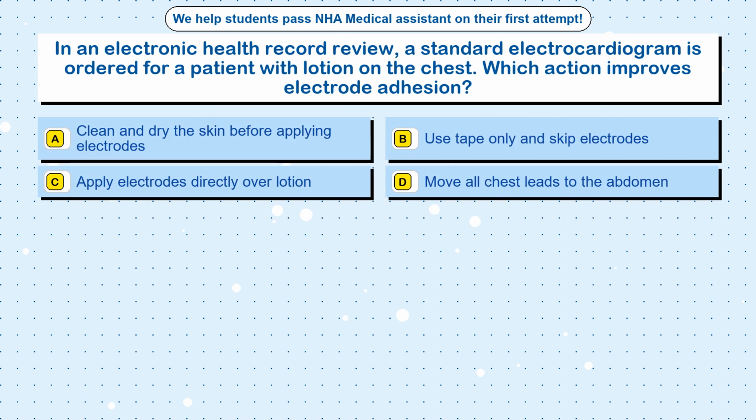Question 5. In an electronic health record review, a standard electrocardiogram is ordered for a patient with lotion on the chest. Which action improves electrode adhesion? Option A, clean and dry the skin before applying electrodes. Option B, use tape only and skip electrodes. Option C, apply electrodes directly over lotion. Option D, move all chest leads to the abdomen.